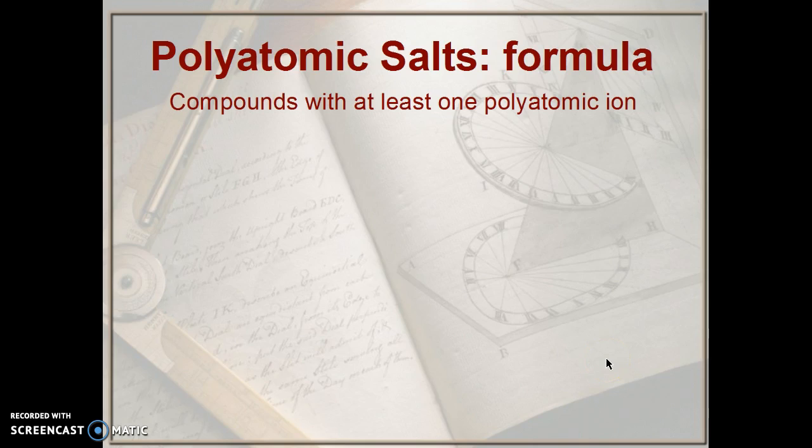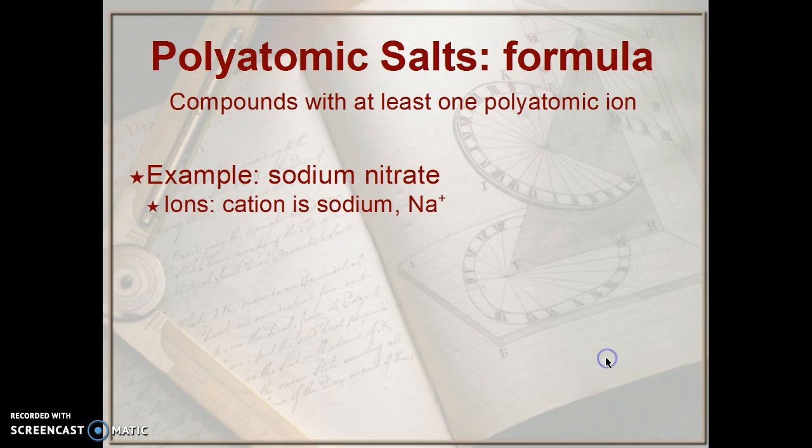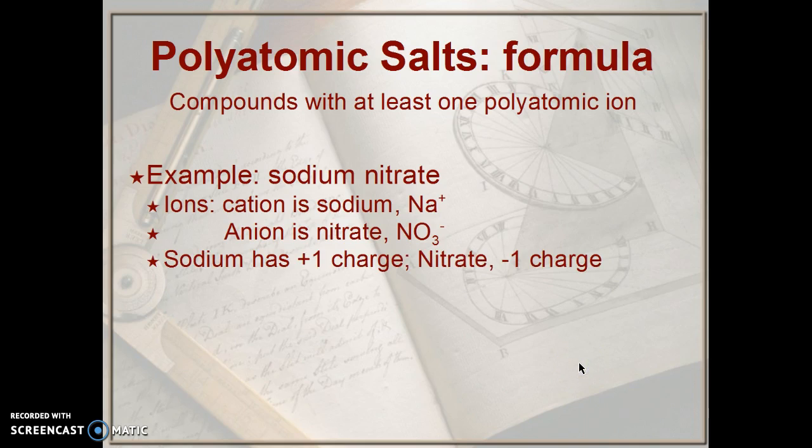Now let's talk about formulas of polyatomic ions and salts. For instance, sodium nitrate. Always remember, the ion stays together. The nitrate, the nitrogen and oxygen, stay together. In this case, the cation is sodium, Na+. The anion is nitrate, NO3 with a -1 charge. Sodium has a +1 charge. Nitrate has a -1 charge.